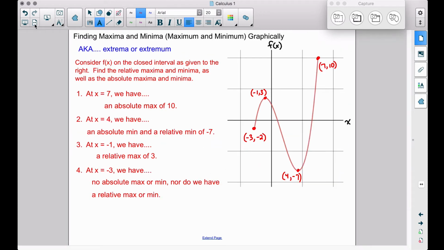And there you have it, graphically looking at relative maxes and relative mins as well as absolute maxes and absolute mins. We will look at the calculus techniques in a future tutorial.